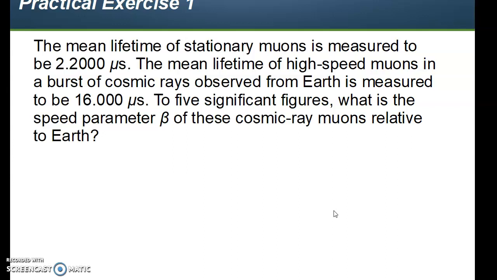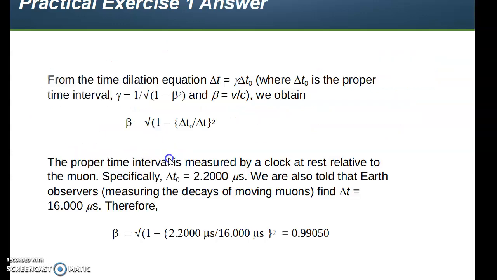Okay, the mean lifetime of stationary muons is measured to be 2.2000 microseconds. The mean lifetime of high-speed muons in a burst of cosmic rays observed from Earth is measured to be 16.00 microseconds, to 5 significant figures. What is the speed parameter, beta, of these cosmic ray muons relative to the Earth? So essentially they're looking for the v over c value, aren't they?